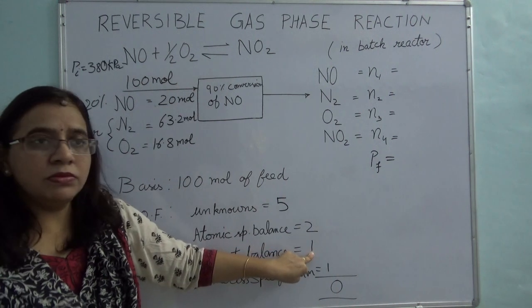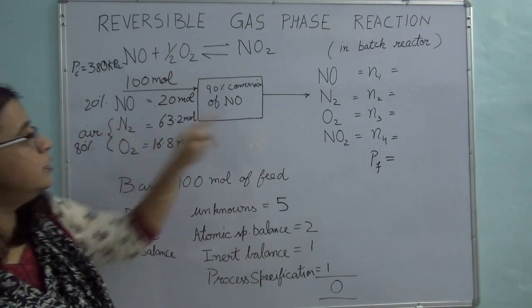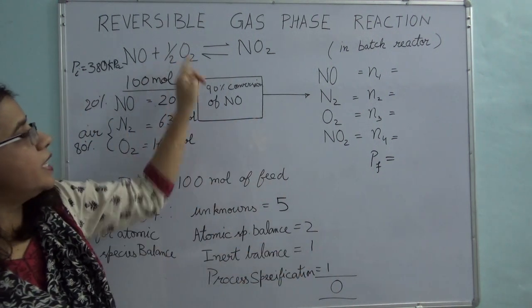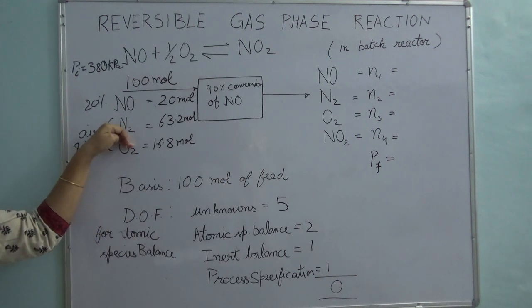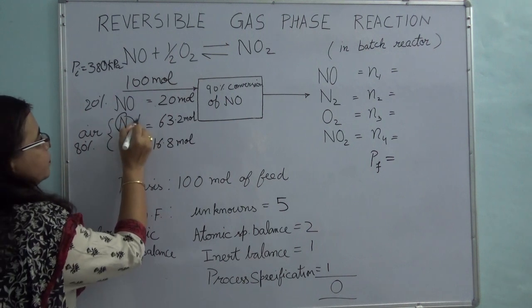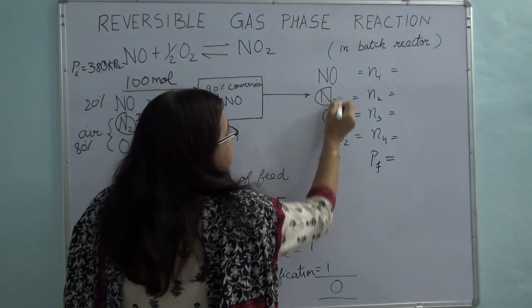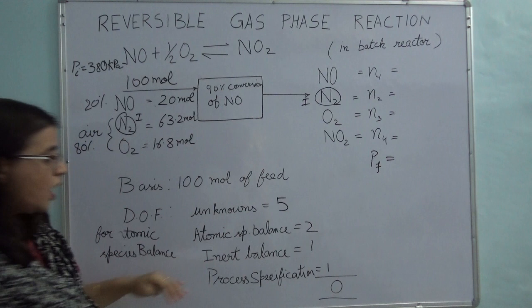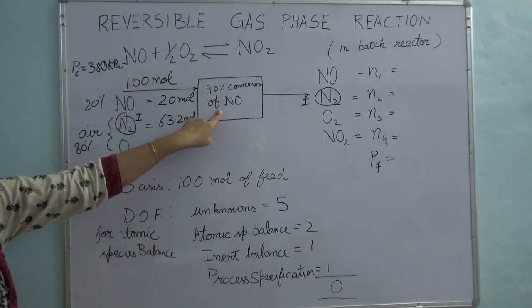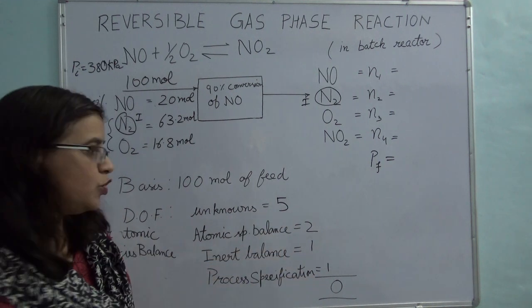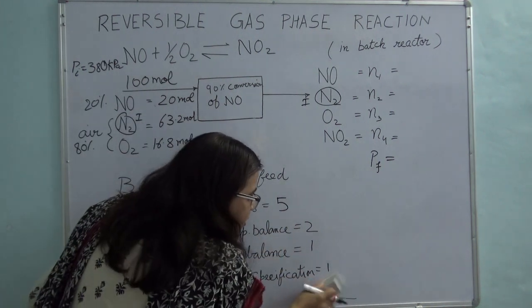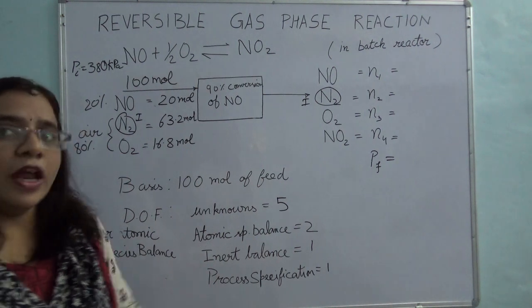Inert balance is 1, that is nitrogen, because it's not taking part in the reaction. So nitrogen I am going to treat as inert. Keep in mind this is my inert. Process specification, one is given: 90% conversion of NO. Degree of freedom turns out to be 1, but it is not the case. I have one more thing, and what do I have?